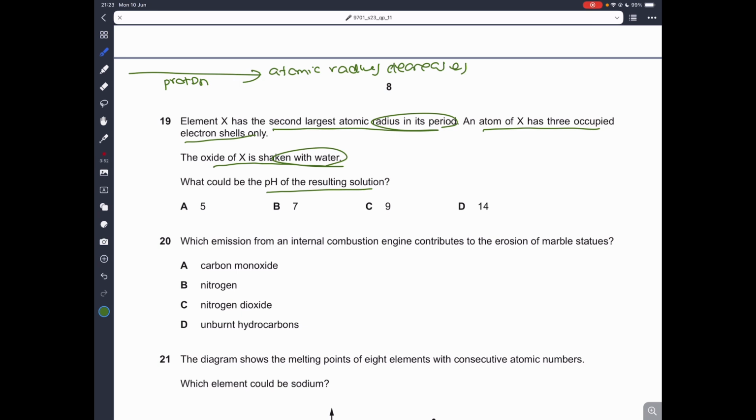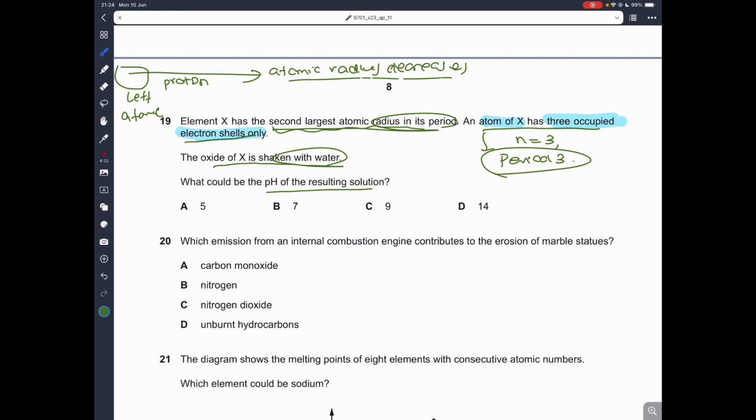And then there's a very big clue. A very big clue here is that an atom of X has three occupied electron shells, meaning n is equal to 3. So it is in period 3. Okay? You can use the periodic table to see the element has to be in period 3. It has the second largest atomic radius in its period. As you go across the period, the atomic radius will decrease, so it has to be on the left-hand side, right? On the left-hand side, the atomic radius is larger.